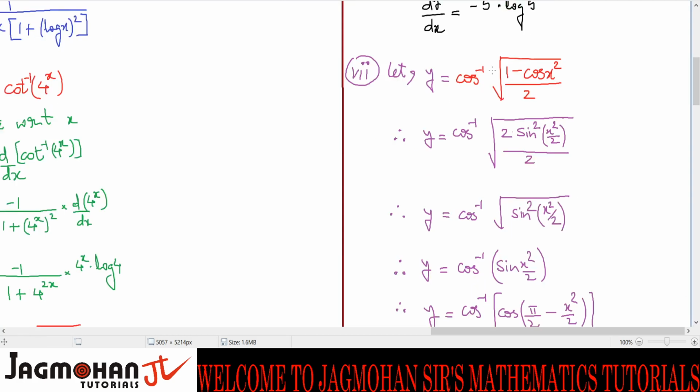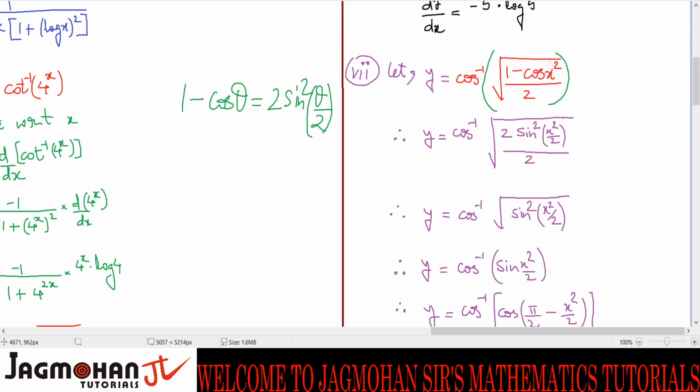Next is y equals cos inverse of the square root of (1 minus cos x square) the whole upon 2. Now once again, I don't differentiate this directly. This will lead to difficulty. So I try to simplify the content of the square root part. When I do that, I remember one special formula of trigonometry. The formula is 1 minus cos theta is 2 sine square theta upon 2. The angle gets divided by 2. So the same formula I use here.